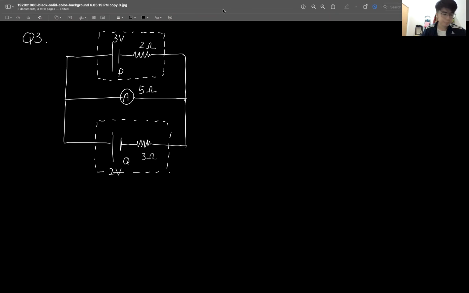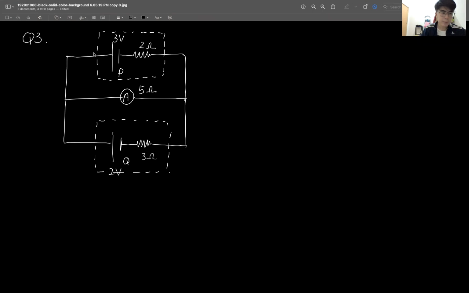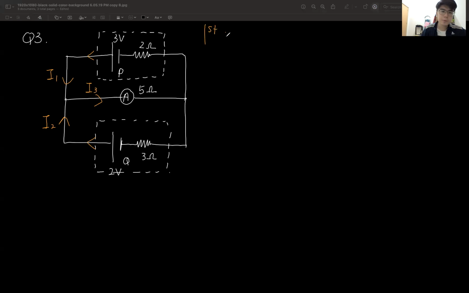First step, we label the current direction and distribute the current. I use the battery to give me an idea of how the current flows. Coming out here, and then entering here. So this one is I1, I2, and this one must be different, I call it I3. Then using the first law, I3 equals I1 plus I2.